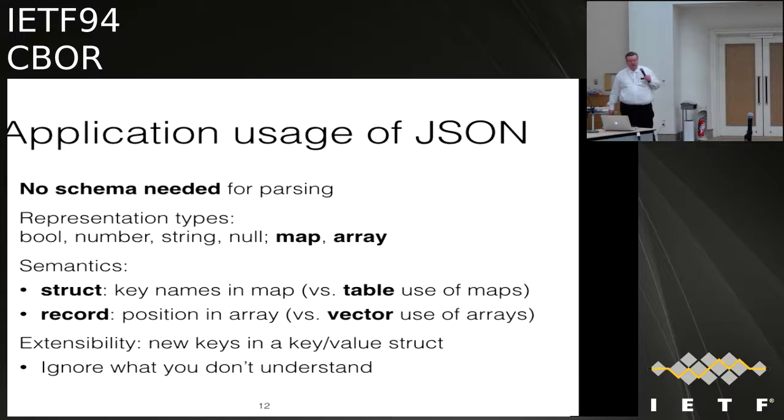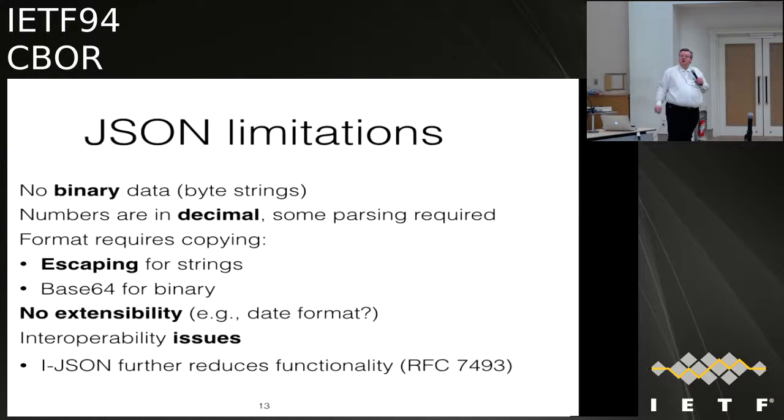Okay, so this is JSON, and JSON is well established, works very well, but it does have its limitations. And that is particularly interesting in the constraint space, where we do Internet of Things types of applications. And the biggest problem really is that JSON doesn't have any idea of binary data. Of course not, because it's a text format. So you wouldn't have an easy way to put in binary data.